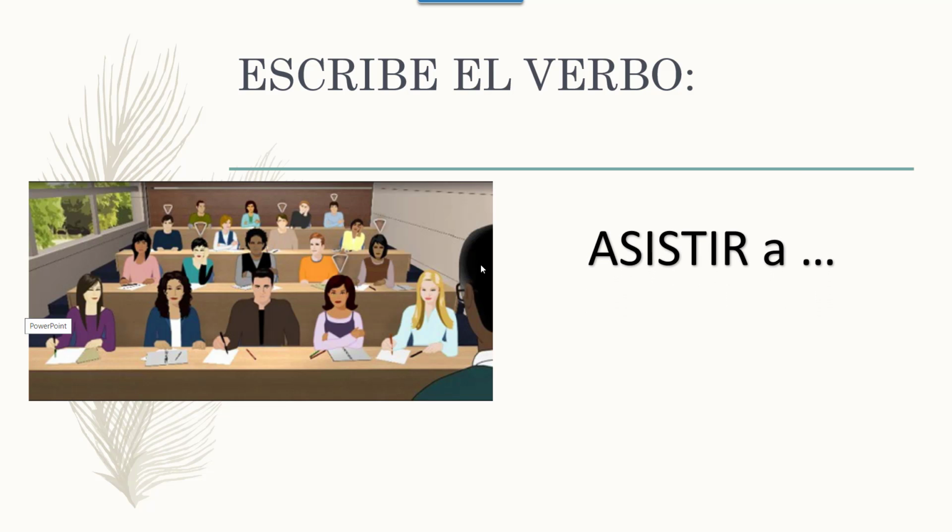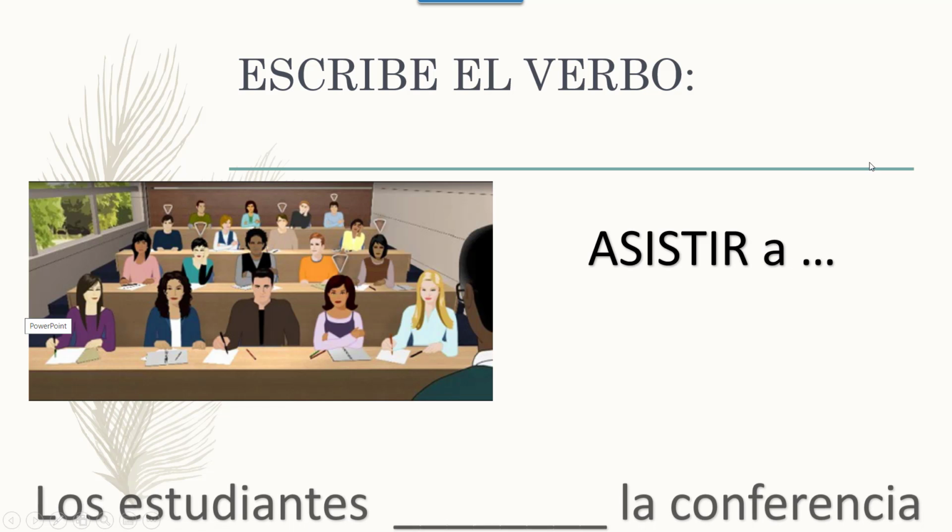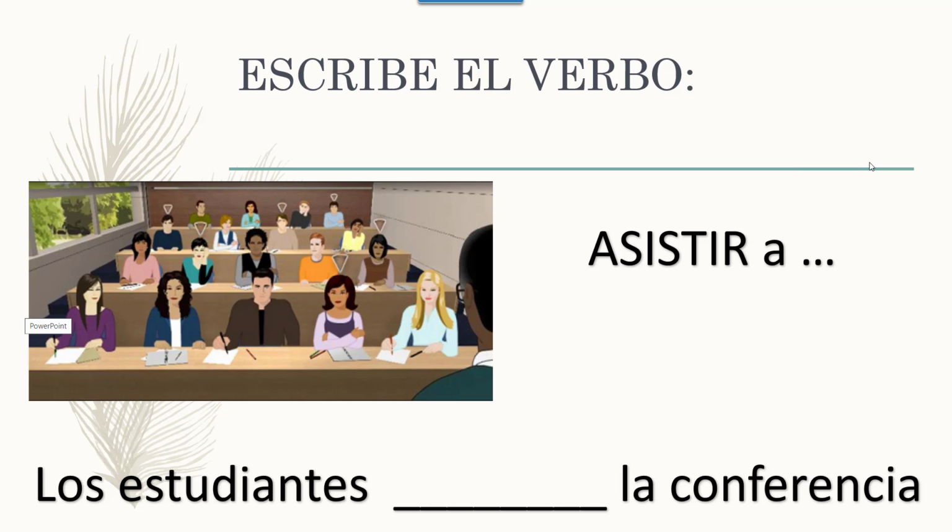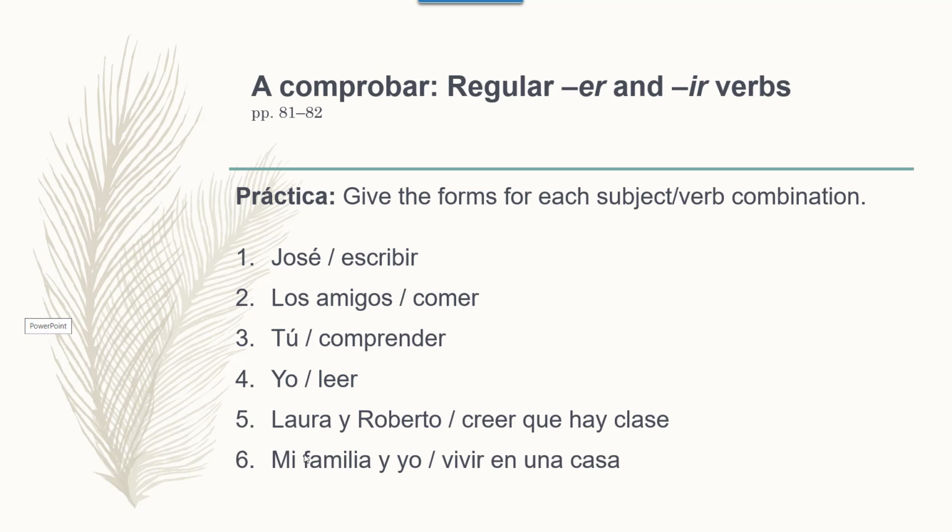Great. What about this? Asistir a. When you're attending a class, a session, a conference, a party, you asistir. You attend this place. So you use that a before the place. Los estudiantes, the students, attend the conference. So if it's los estudiantes, what do we do with this verb? Drop the IR. And if it's los estudiantes, it's kind of like they, right? It's a group. So, asisten a la conferencia. Ellos asisten a la conferencia.